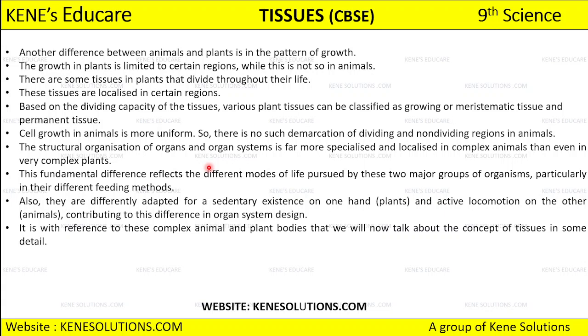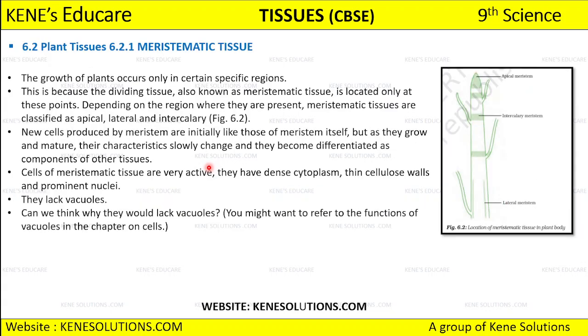With reference to the complex animal and plant bodies, the specialized organs that animals have and the specialized tissues that plants have, we are now going to talk about the concept of tissues in detail. That is, we are going to discuss plant tissue and animal tissue in detail.